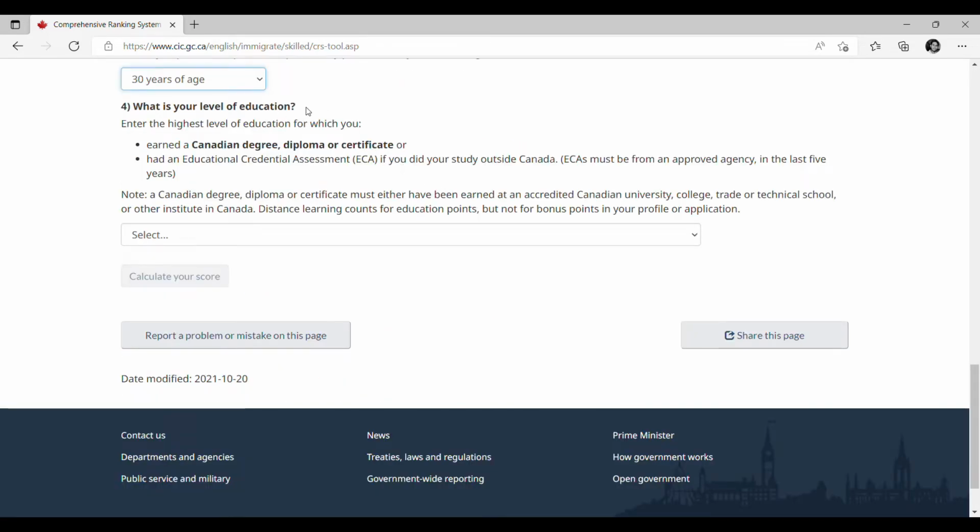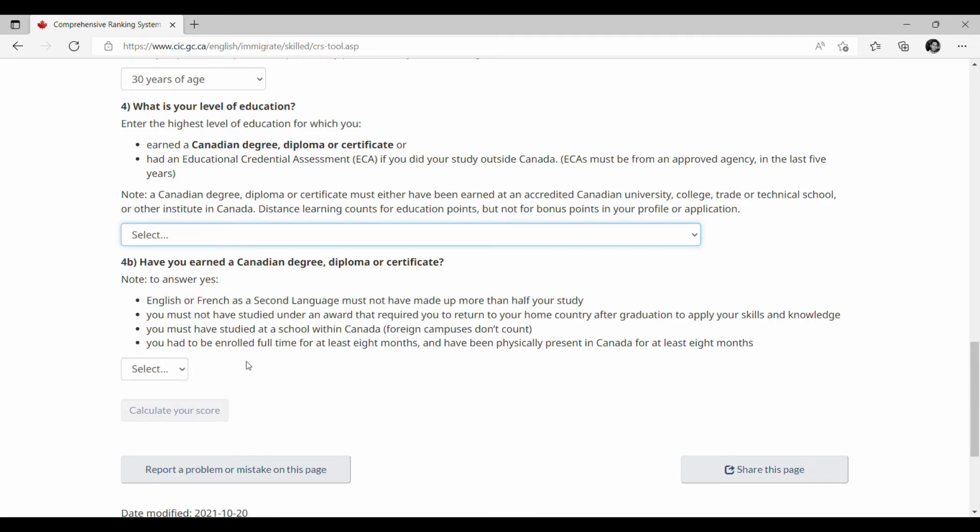Now coming to the fourth question, which is the level of education. In this question, you'll have many options as to the education which you have undertaken, that is whether it is a bachelor's degree, a diploma, a master's or a PhD. You need to assess your education qualification by the ECA if it was taken outside Canada. I am selecting master's for this question.